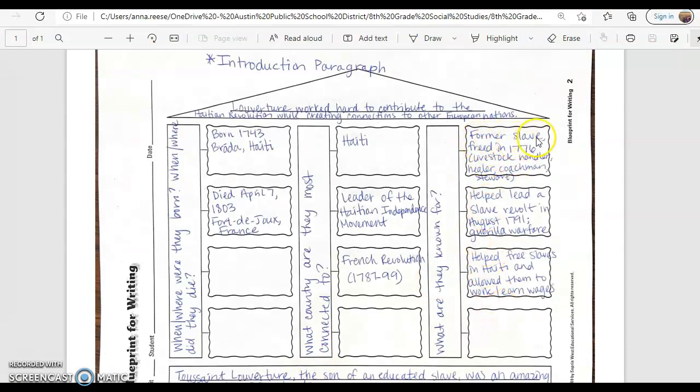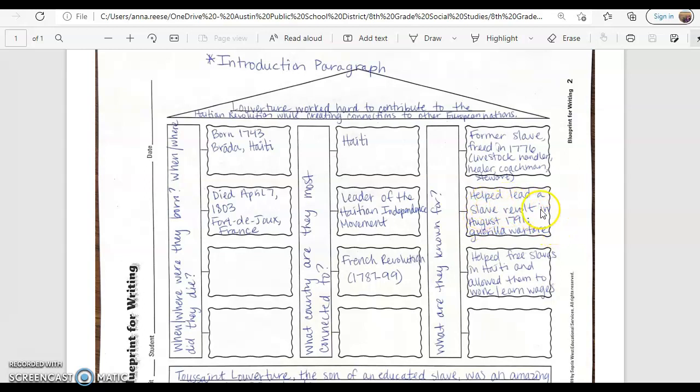I said that he is a former slave. He was freed in 1776. He was a livestock handler. He was a healer, a coachman, and a steward. And this information is extra. So I went in and I had to look up a little bit more information. If you find that your packet gets a little repetitive, I highly recommend going back in and finding some more details. And hopefully you wrote down your sources, your websites, so that you can go back and refer to that.